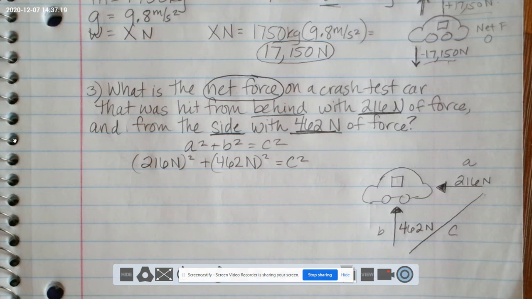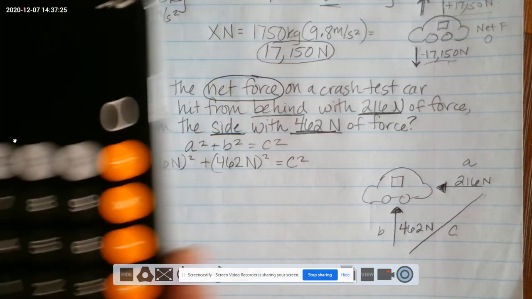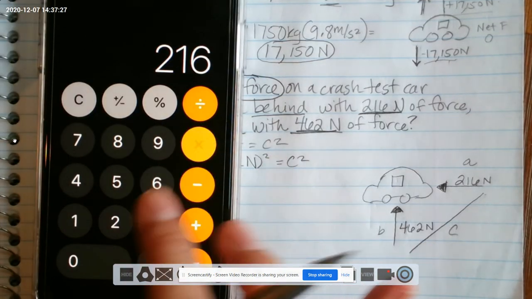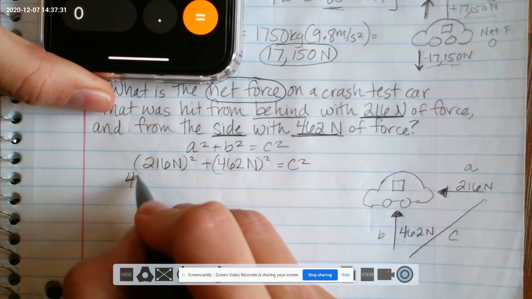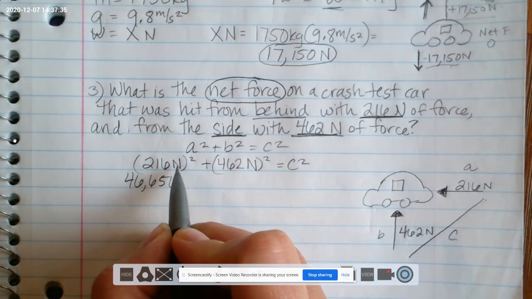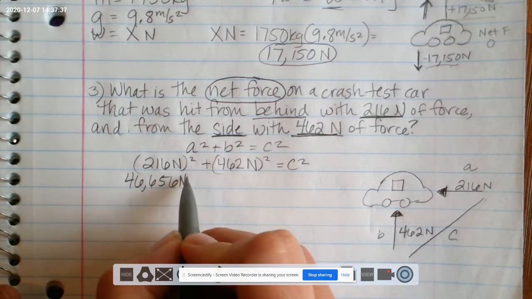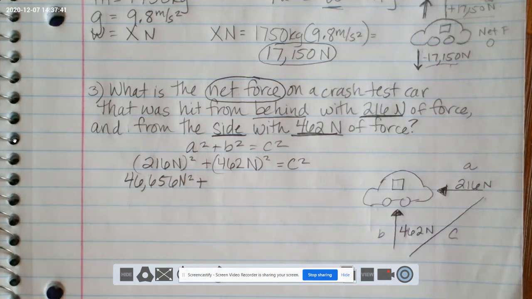You can use your calculator with the squared button if you have one, or you can multiply that number by itself. So I'm going to start with that method. 216 times 216 equals 46,656. And notice I'm also going to square my newtons. Newtons squared. Because later I'm going to get rid of that squared by square rooting everything. So keeping it there is important for the problem.